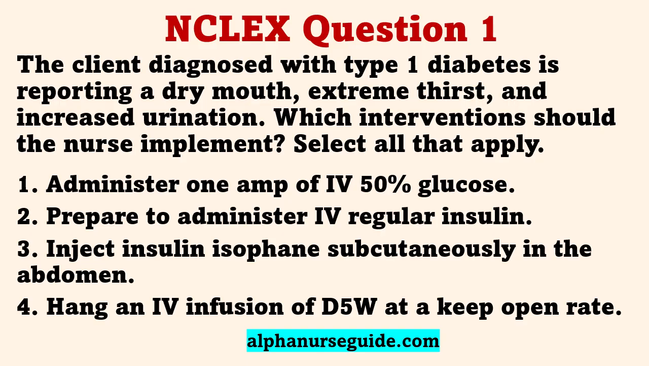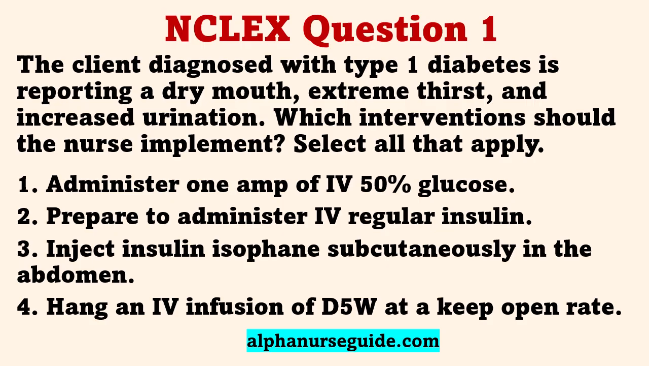1. Administer 1 amp of IV 50% glucose. 2. Prepare to administer IV regular insulin. 3. Inject insulin isophane subcutaneously in the abdomen. 4. Hang an IV infusion of D5W at a keep open rate. 5. Check the client's blood glucose level via a glucometer.